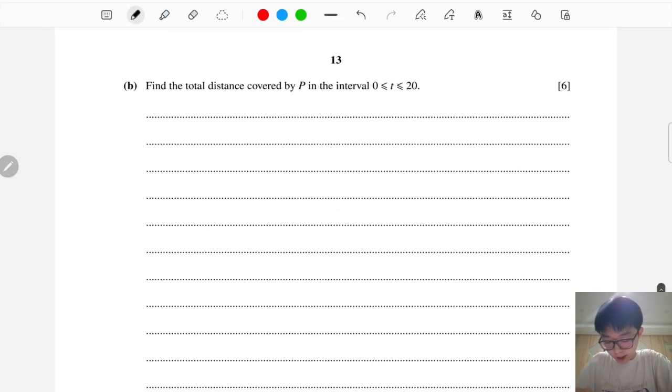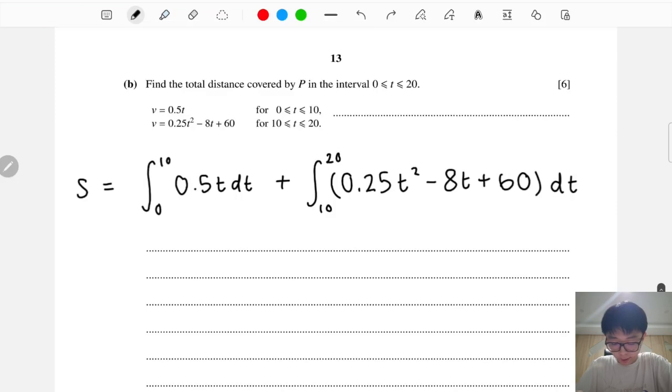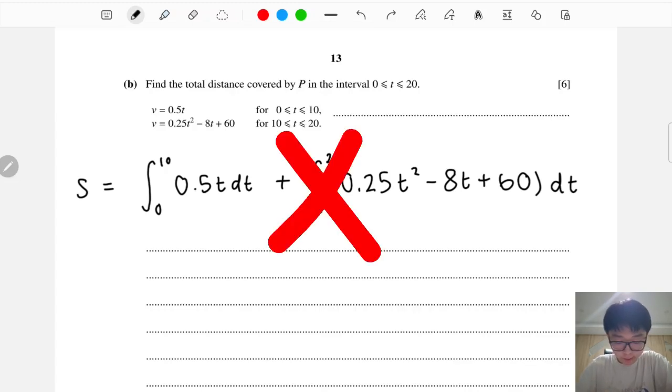Okay, finally, part B. Find the total distance covered by P in the interval t greater than 0 and less than 20. Okay, from the given expressions for V, it's very tempting to just integrate for the first equation from 0 to 10, and then add the integral from 10 to 20 for the second expression, right? But that is actually wrong. And we'll find out why.